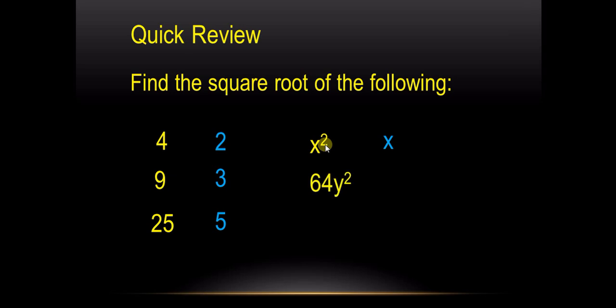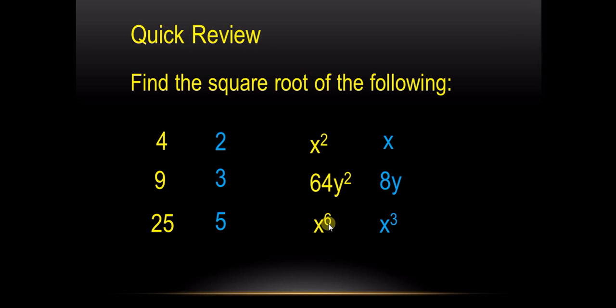The square root of 64y squared: the square root of 64 is 8, and the square root of y squared, as mentioned a while ago, you divide the power by 2, is y. Therefore, it is 8y. The square root of x to the 6th: again, divide the 6 by 2, you'll get x cubed.